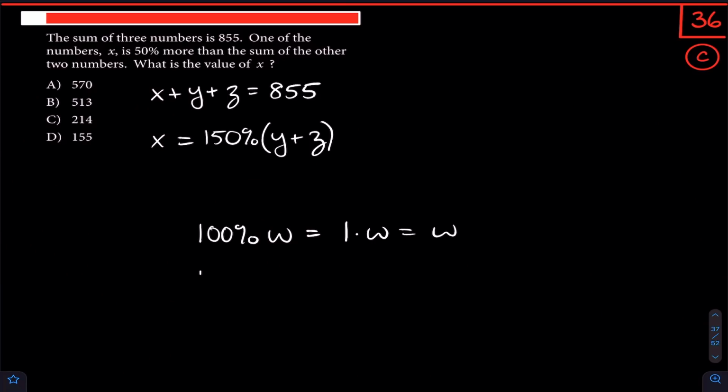So if I increase by 50%, now all of a sudden we're not getting w, we're getting 1.5 times w. So that is why I'm putting 150% there. This is the increase of 50%. That's why you always see a 1 there. That's why that 1 always magically gets added. It's because we have to start from 100% and increase or decrease from there. So 150%, you can rewrite that in decimal form as 1.5.